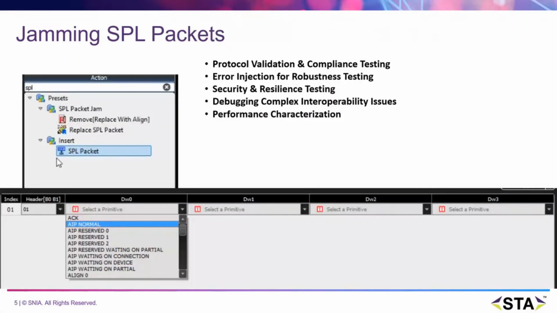SAS 4 SPL packets were introduced as part of the physical layer encoding scheme. These packets are not protocol-level constructs like SSP frames. Rather, they are low-level transmission units used to carry data and control primitives across the link.